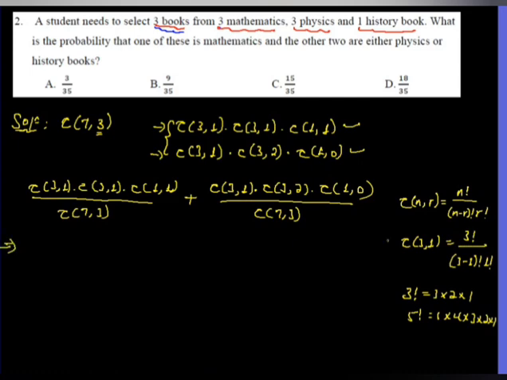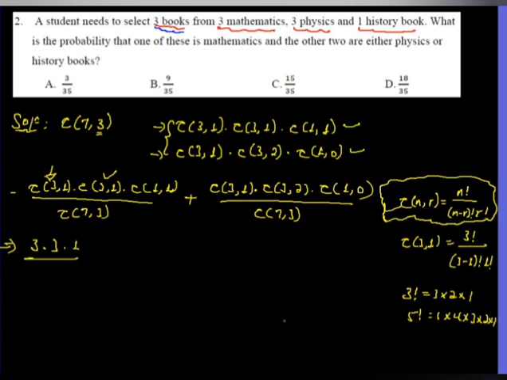So apply this definition of combination. Combination of 3,1 means 3. You can calculate using this formula. Here it is 3 times combination of 3,1, which is 3, times combination of 1,1, which is 1, over combination of 7,3.